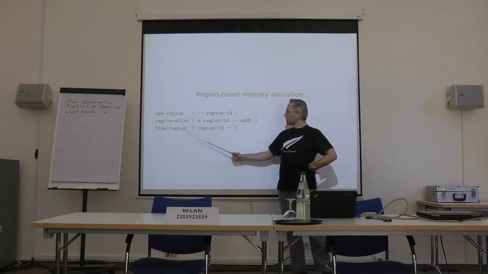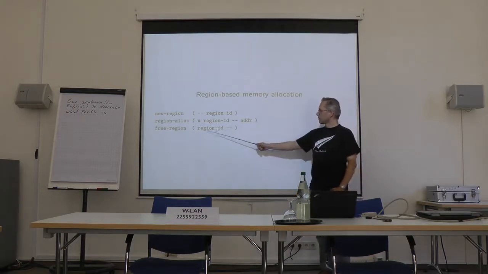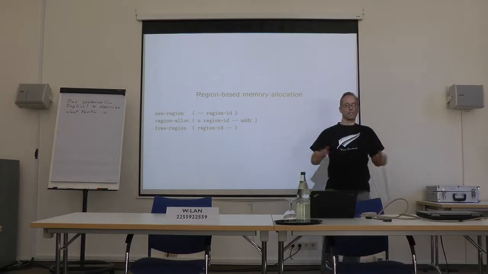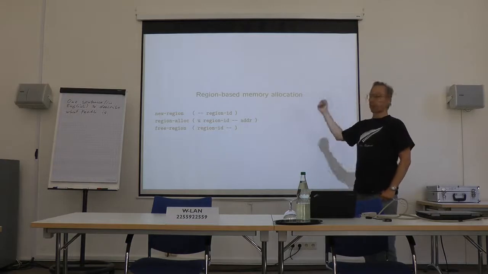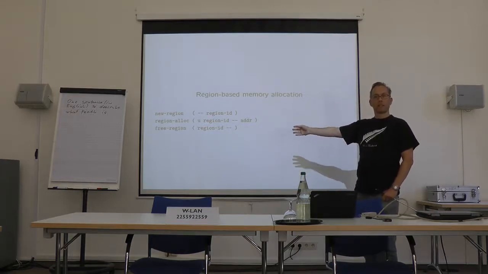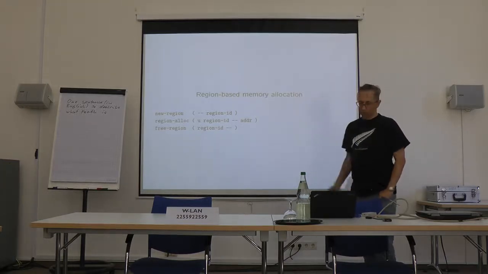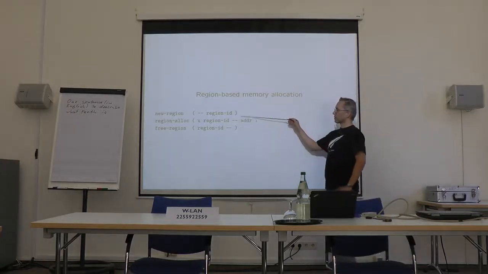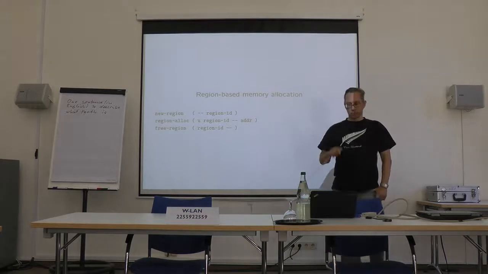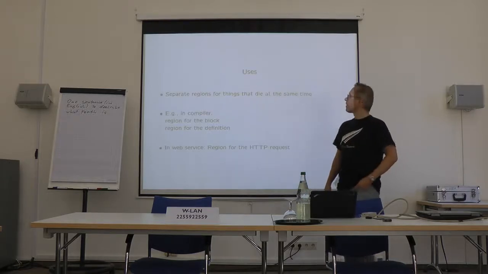And eventually, when we are done with all the data in a region, we do a free region, and all the stuff that's in that region is freed at once. So we don't need to keep track of individual data in that region. It is freed all at once. This would be a minimal interface for regions. I'm going to talk about a different interface later, but let's first see what we can do with regions.